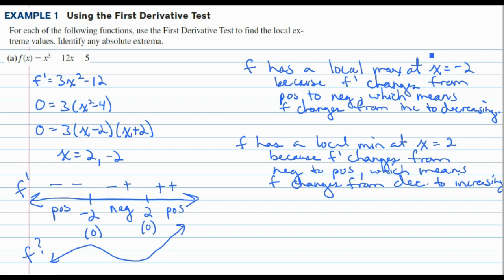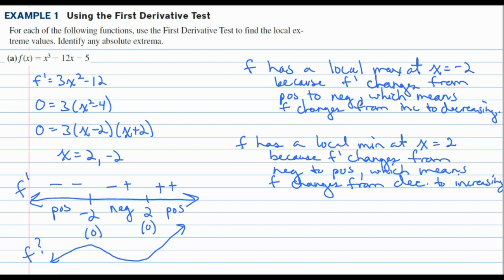F has a local max at x equals negative 2 because f prime, its derivative, changes from positive to negative, which means f, the original function again, changes from increasing to decreasing. So that critical point, negative 2, resulted in a maximum of f because f prime changed from positive to negative, which means f changed from increasing to decreasing. Now f has a local min at the other critical point, x equals 2, because f prime, its derivative, changed from negative to positive, which means f changed from decreasing to increasing.